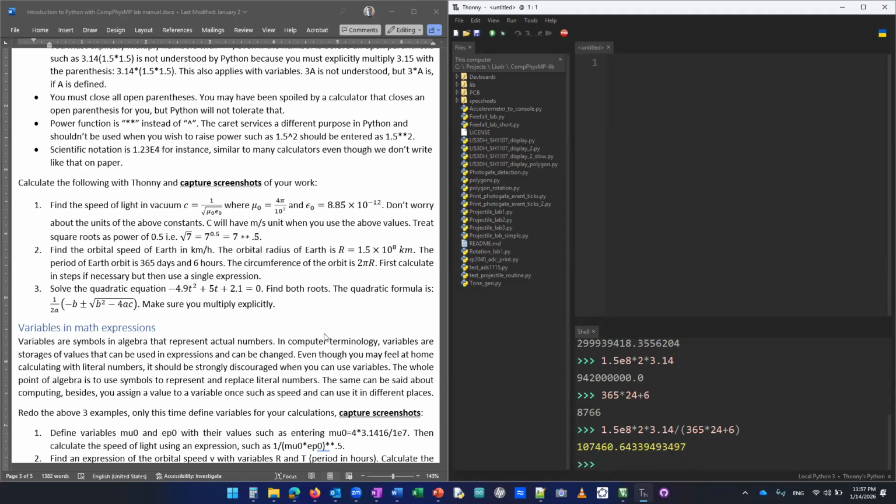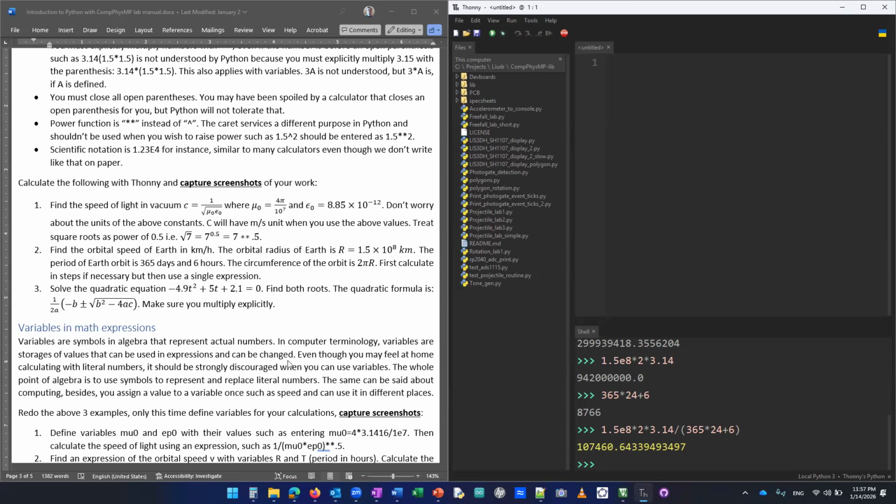Okay, there we go. So next one, let's solve the quadratic equation. We already have the quadratic formula. We just need to make sure we understand A is the quadratic coefficient, including the negative. So this negative 4.9 is A, 5 is B, and 2.1 is C. We'll calculate both roots. And also we want to make sure we do explicit multiplication, such as 1 over 2a times parentheses, right?